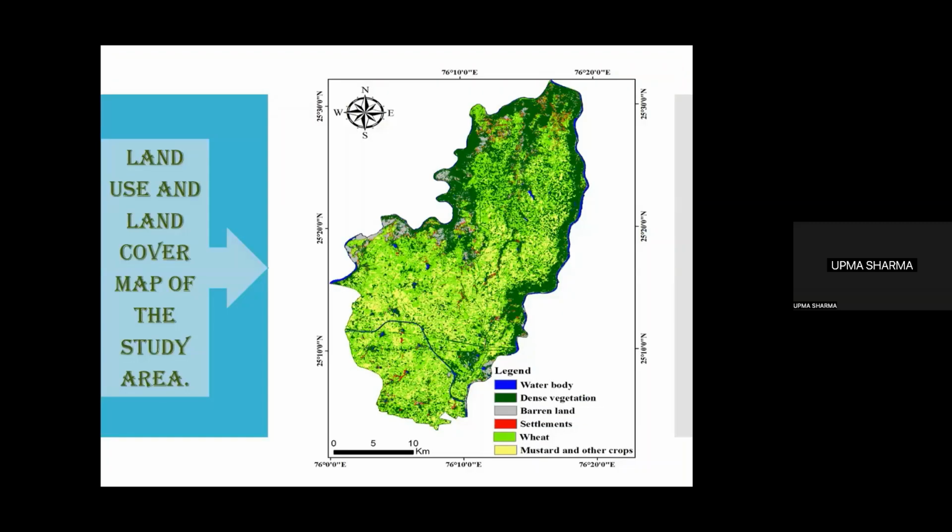Next, this is the land use land cover map of the study area. You can see the barren land, settlements, dense vegetation, and water body. This shows the general classification of the area. The wheat area and the mustard area in this LULC map are for the Rabi season, where wheat and mustard are the major crops.